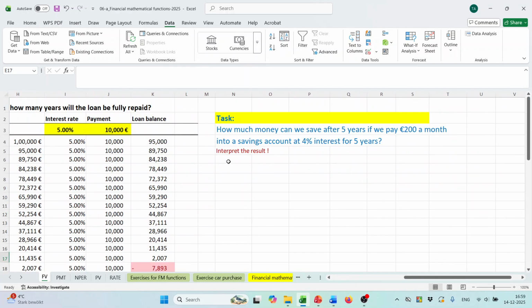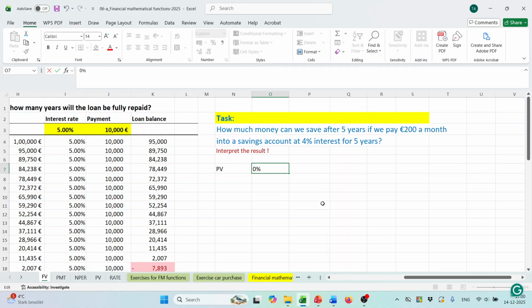So now there is another task. How much money can we save after 5 years if we pay 200 euro a month into saving accounts at 4% interest for 5 years? Now you can see that the present value is 0 because we are starting a saving account. At the beginning the present value will be 0. So our PV will be 0 here.